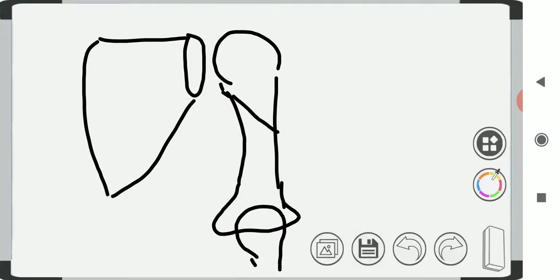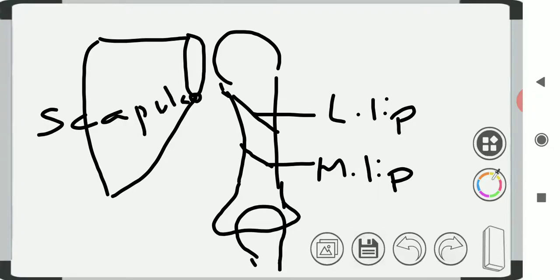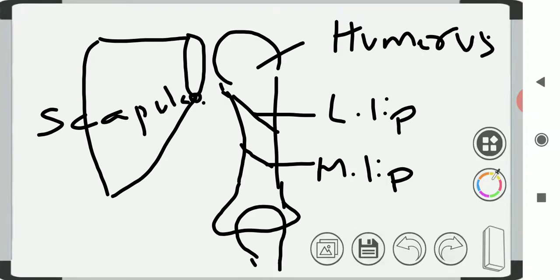So here there is one groove. It's called the spiral groove. The spiral groove will have two lips: the lateral lip and the medial lip. So that is a spiral groove. This is the infraglenoid tubercle of scapula. So this is scapula. Infraglenoid tubercle. Obviously this is the humerus. And this is the ulna.